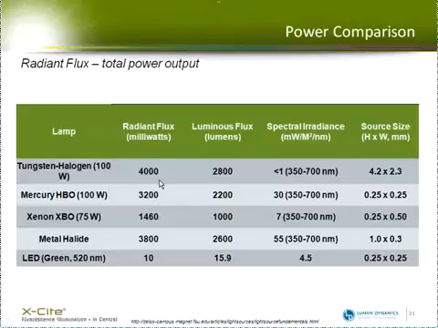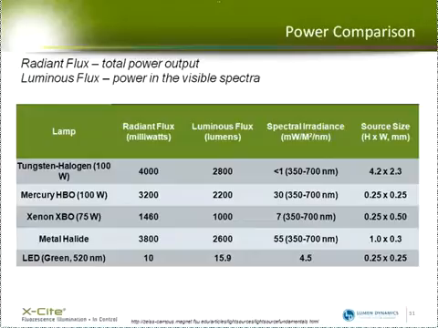But the radiant flux is all of the light, so a lot of this light is in the infrared region where it's not as usable as it would be if it was in the visible spectra. The luminous flux is then the power in the visible spectra. So you see here that the tungsten and the mercury even out a bit more. And then I think two of the most important things to keep in mind with any of these light sources is the spectral irradiance. This is where they take the power and then look at it per unit area and then per nanometer. So it's how much power density do you have at the different wavelengths.